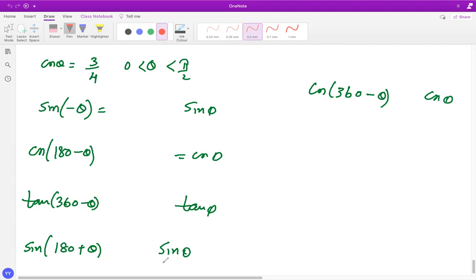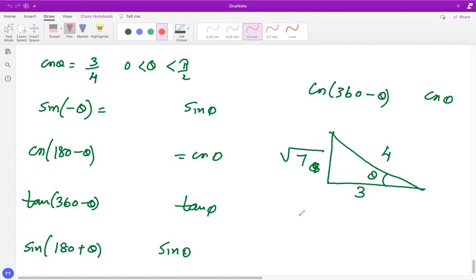Now, the signs I'm going to talk about in a bit. Let's say this is the theta angle here, and the adjacent is 3, and the hypotenuse is 4. So by Pythagoras, the opposite is root of 16 minus 9, which is 7. So root 7 is this side.